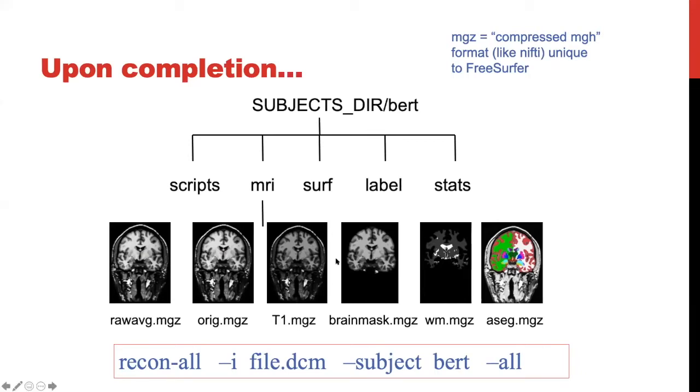And so the most important ones that you'll probably want to look at once your subject has finished are your orig or your T1, your brain mask, your white matter mask, wm.mgz, and your aseg. And so these two are ones that you're going to be making edits to if something went wrong. And your aseg has all of those subcortical segmentations and cortical parcellations. Try saying that 5 times fast.